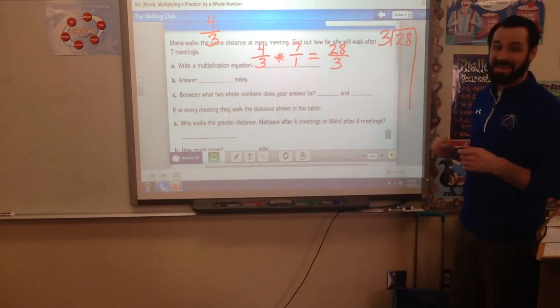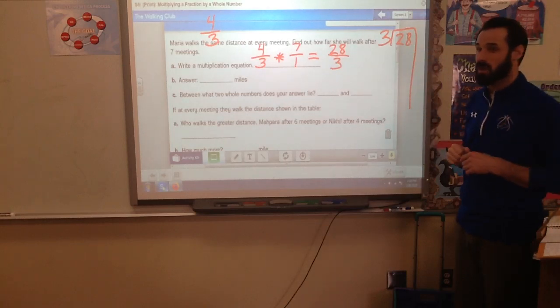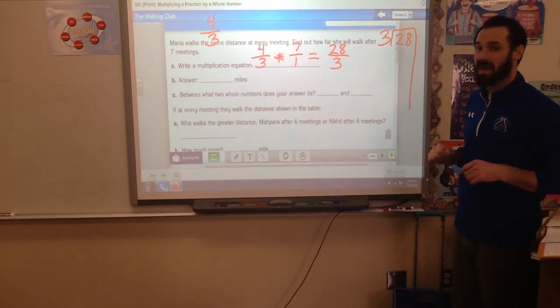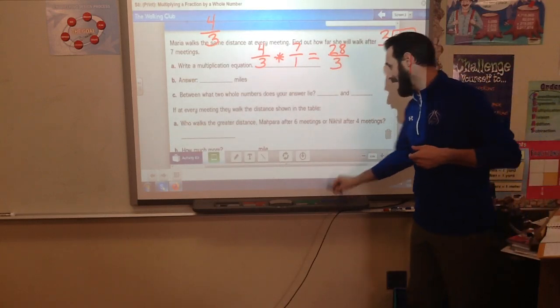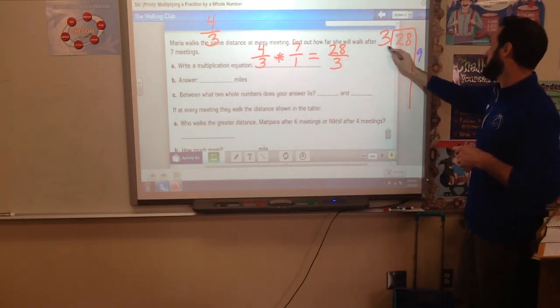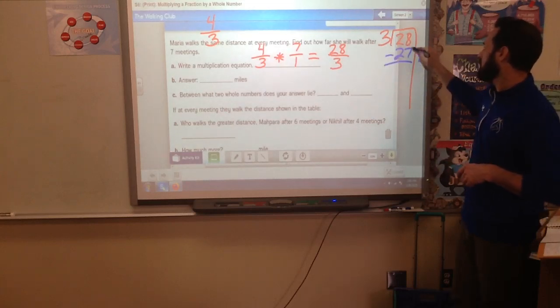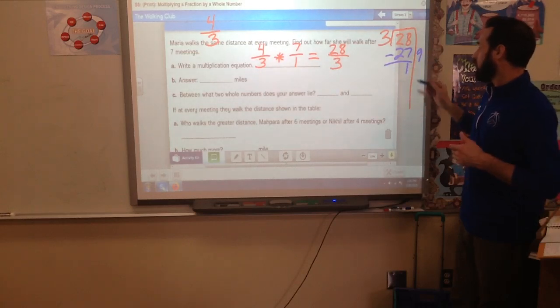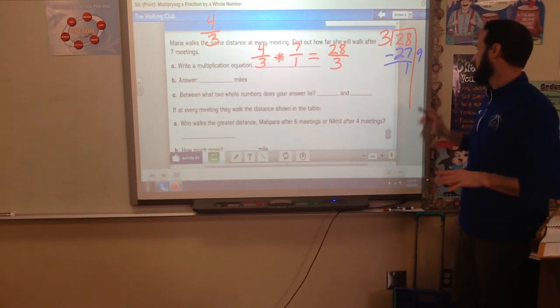And I know that I can't do 10, because 3 times 10 would be 30, and that's too much. But 28 is really close to that. So using some common sense, you might use 9. Because 3 times 9 is 27, and then subtract. 8 minus 7 is 1, and 2 minus 2 is 0. When your remainder is smaller than your divisor, you are done.